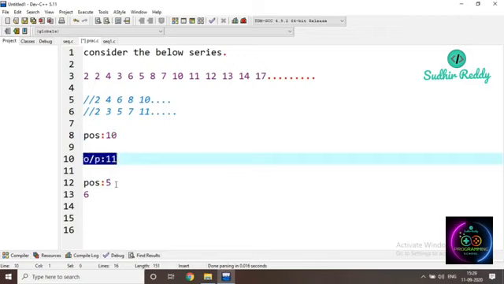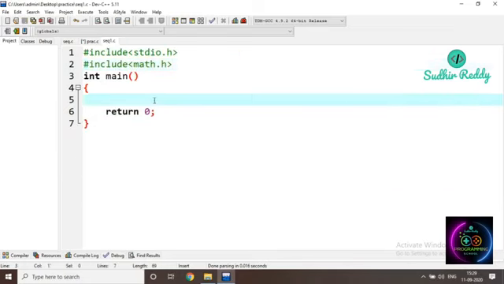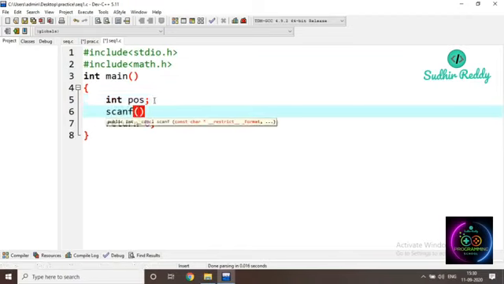Okay, now I am going to start coding. How many values am I going to read? Only one input, right? Based on that input, we have to write the code. For example, the input is 10. I am going to read the position like this.